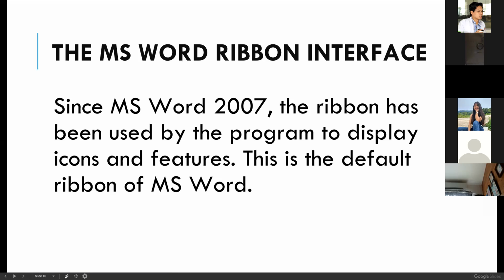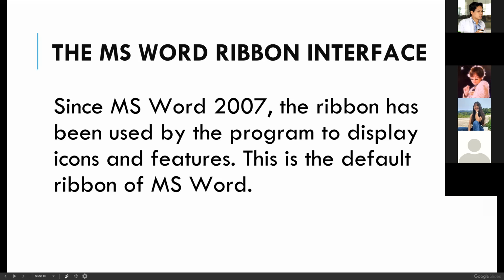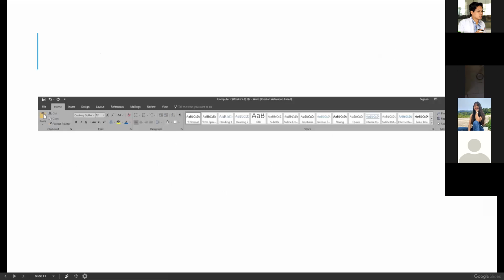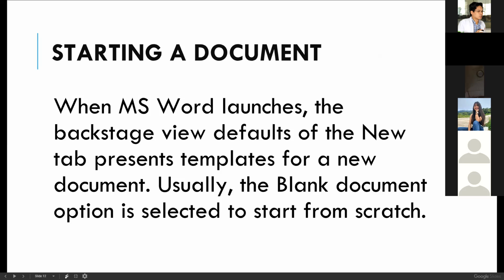Let's move now to the MS Word ribbon interface. Since MS Word 2007, the ribbon has been used by the program to display icons and features. This is the default ribbon of MS Word. Okay, this is the ribbon that I'm actually talking about. You can see this in your MS Word. You can see the Home, Insert, Design, Layout, References, Mailings, Review, and View tabs, which makes it more convenient to use.